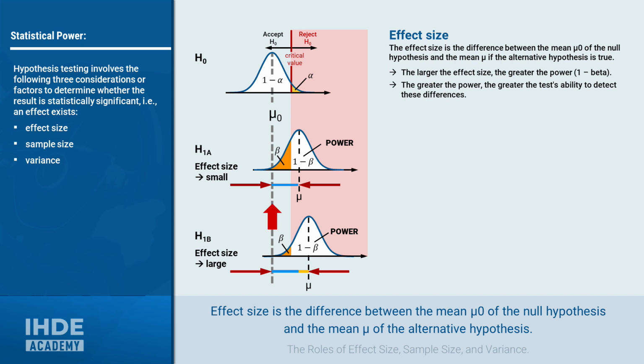The effect size, for example, is the difference between the mean of the null hypothesis and the mean if the alternative hypothesis is true. As can be seen here, this effect can sometimes be smaller or larger. If one compares the two wide areas, 1 minus beta, that is, the power, we can state that the larger the effect size, the greater the statistical power of the test. So the ability of the test to detect this effect. It's also logical. It's easier to find something big than something small.